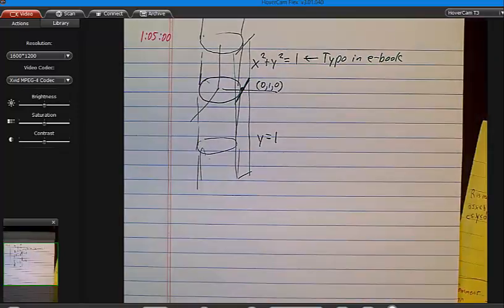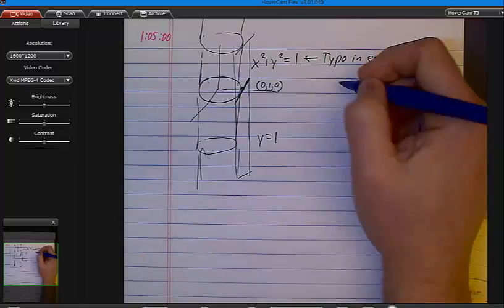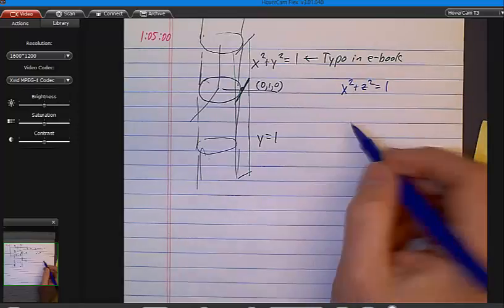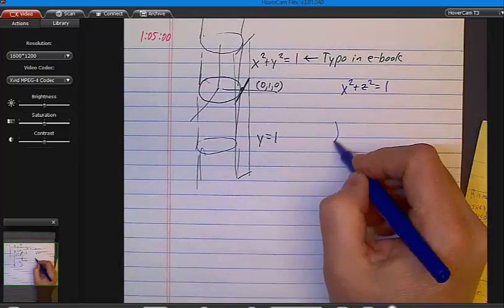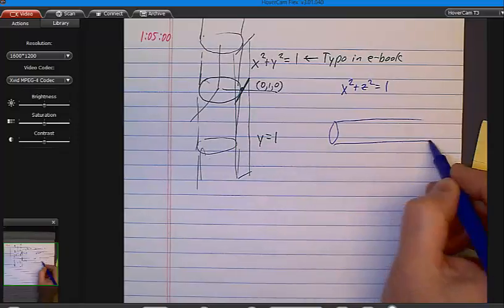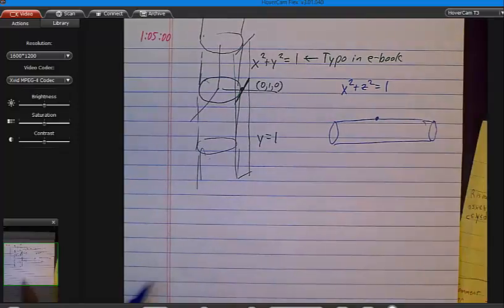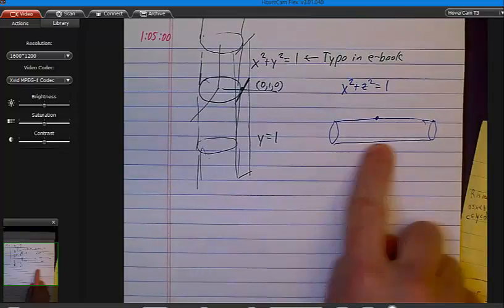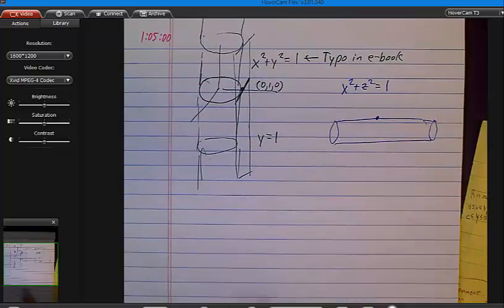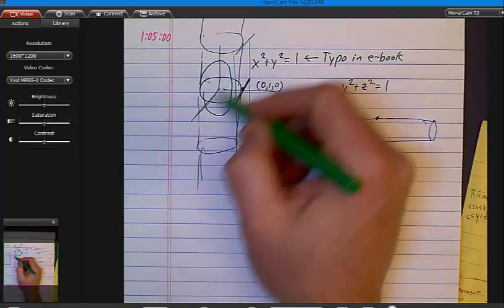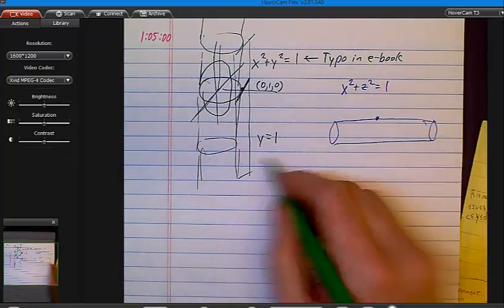Okay, we'll try again. What it should say is x squared plus z squared equals 1. Is that right, guys? Okay, and so it's like this. Do you guys see why I drew it this way? Because the circle now would be x squared plus z squared equals 1 in the xz plane, and y could be anything it wants.